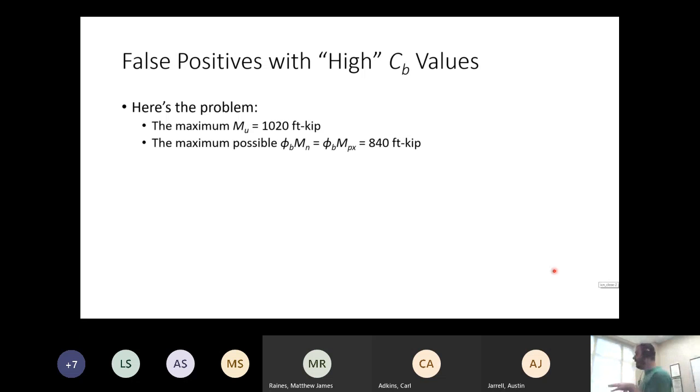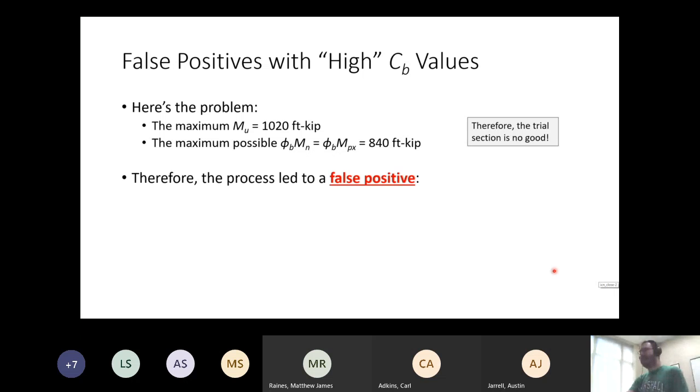Now, we said that phi MP was 840. Remember what MP is. MP is the absolute maximum possible capacity. The plastic moment is the maximum capacity that a section can withstand. So this section's no good, okay?